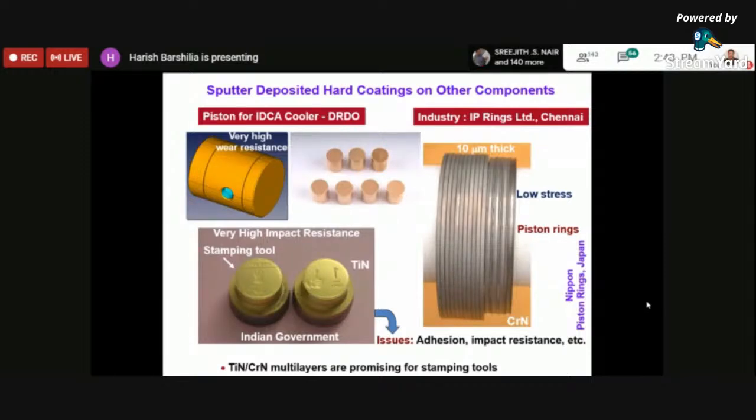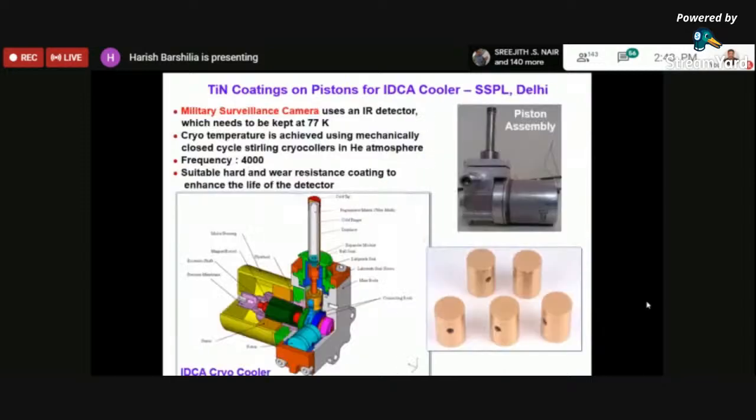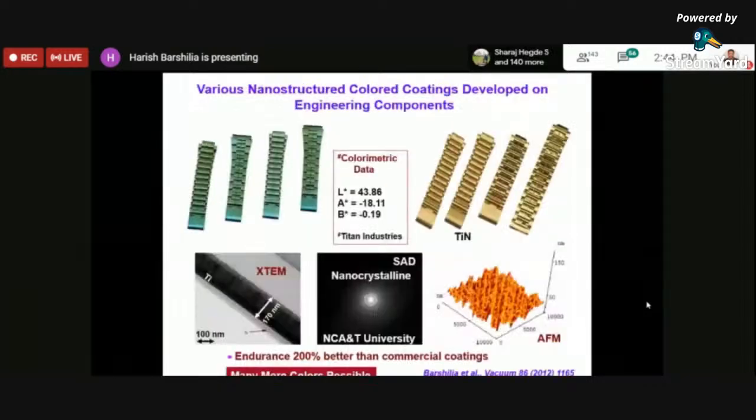So these are some of the applications of these kind of coatings. There's another application which has been done for DRDO, wherein they wanted to use these coatings for the cryocooling applications for the night vision camera. So this coating technology has been given successfully to DRDO. This work we are doing for Titan Industries.